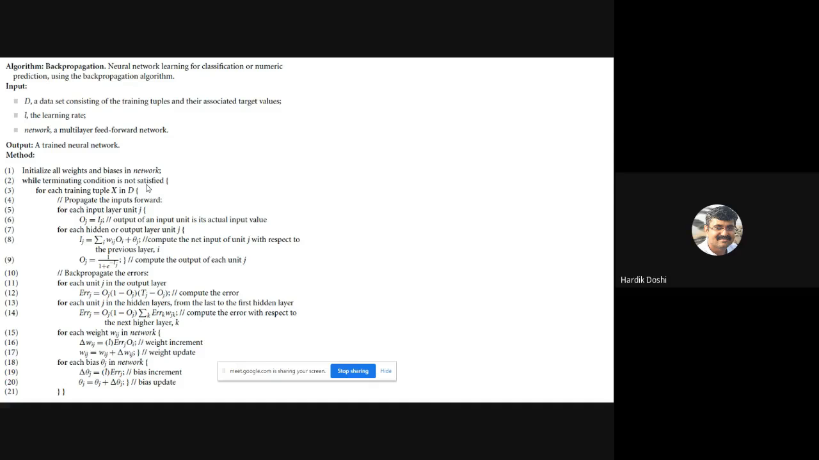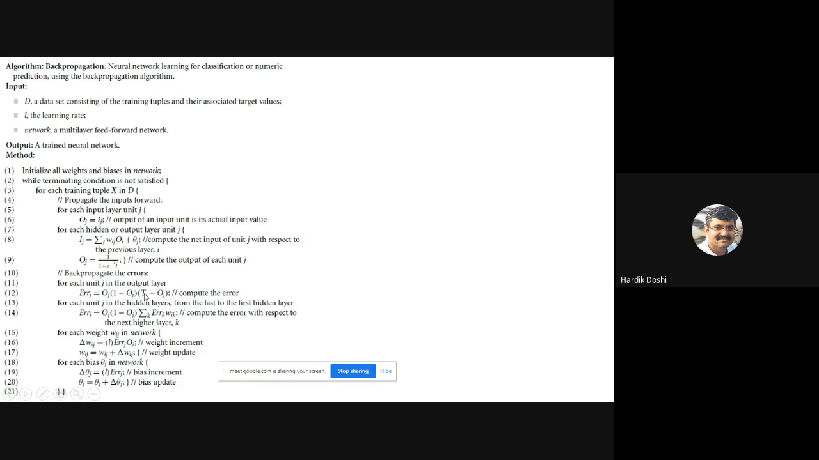So what do I need to do? I should have some terminating condition, otherwise it will go into an infinite loop. So there should be some terminating condition satisfied. I need to perform, for each training tuple in the data set D, I need to compute OJ, I need to compute IJ, I need to compute again back OJ, then error, then I need to compute the error for hidden layers.